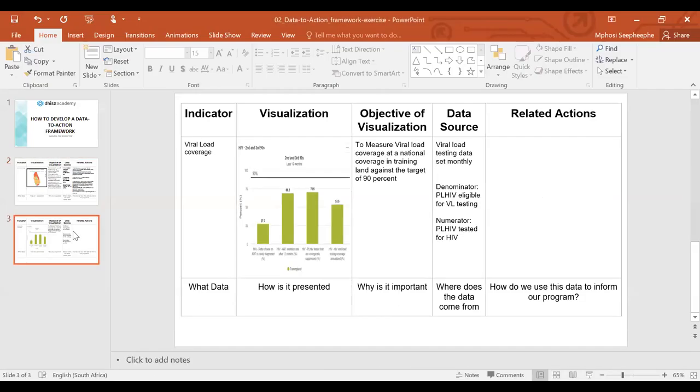I'll volunteer for group one. Yeah, could you please share your presentation? You can share. Okay, thank you. Let me just share now. Okay. Thank you, everyone.